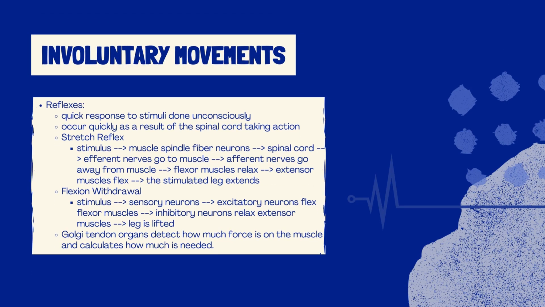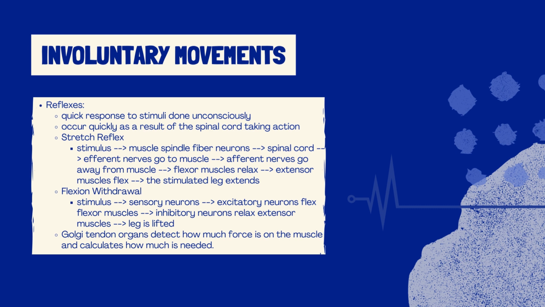Next, we're going to be looking at the involuntary movements. So we have reflexes, which are involuntary movements. Reflexes are basically the automatic quick response to a stimulus that is done unconsciously. So it occurs really quickly, and so there isn't time for the stimulus to go all the way to the brain and back for a response. It goes directly to the spinal cord and takes immediate action.